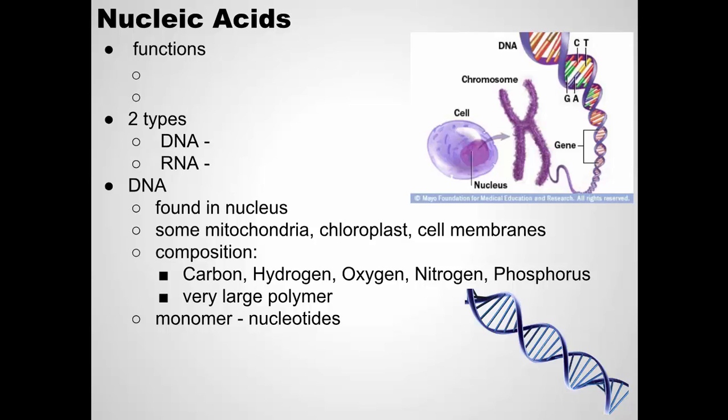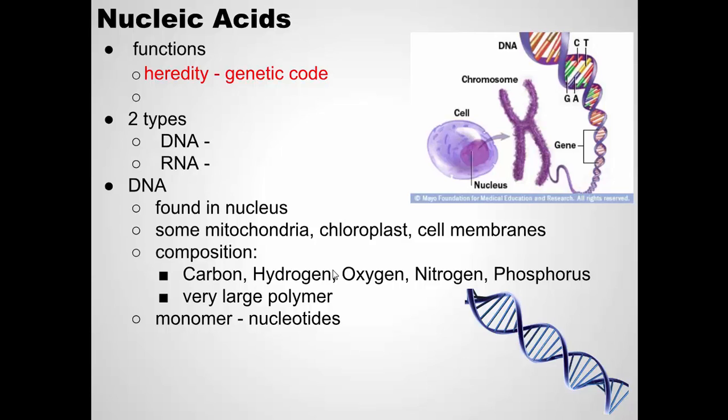Nucleic acids are a large molecule. They are made of carbon, hydrogen, oxygen, nitrogen, and also a large amount of phosphorus as well. That's one of the things that can clue you in as to the identity of a molecule. If it has a lot of phosphorus, it's likely a nucleic acid. And nucleic acids are our genetic code.